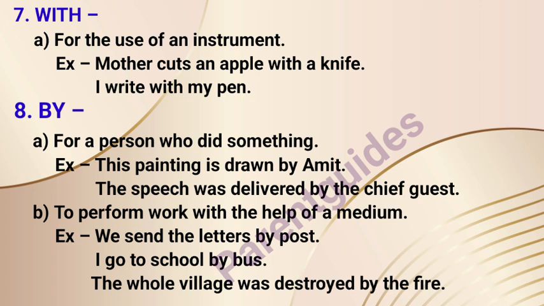8. Preposition by. By is used A. For a person who did something. Example, this painting is drawn by Amit. The speech was delivered by the chief guest. B. To perform work with the help of a medium. Example, we send the letters by post. I go to school by bus. The whole village was destroyed by the fire.